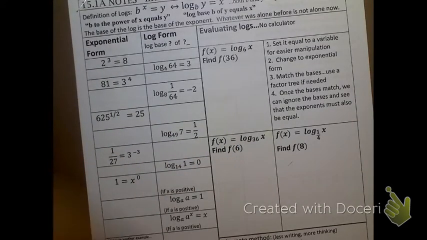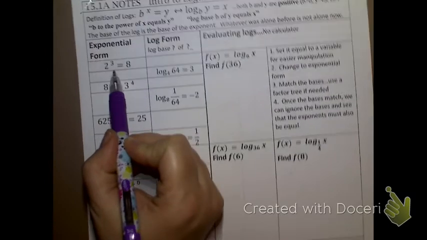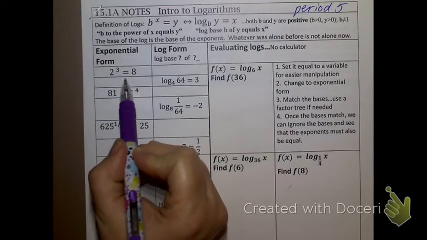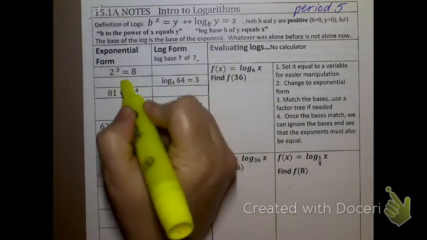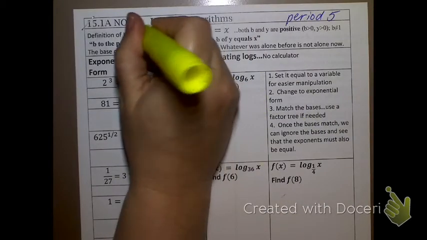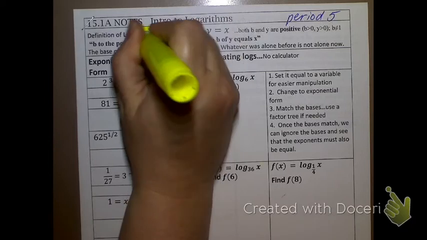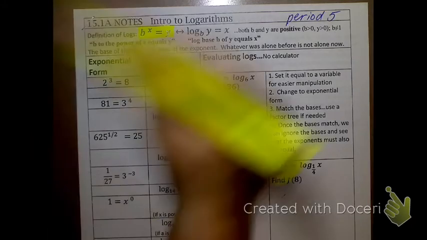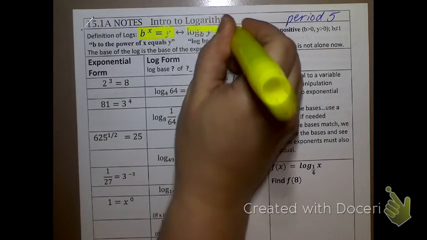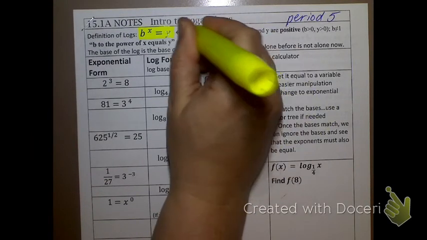So starting off with something that's given to us in exponential form, I have 2 to the third power equals 8. Is that a true statement? Yes. And that is written in exponential form: b to the x equals y. Something to the x power equals y. We need to change it over to logarithm form.